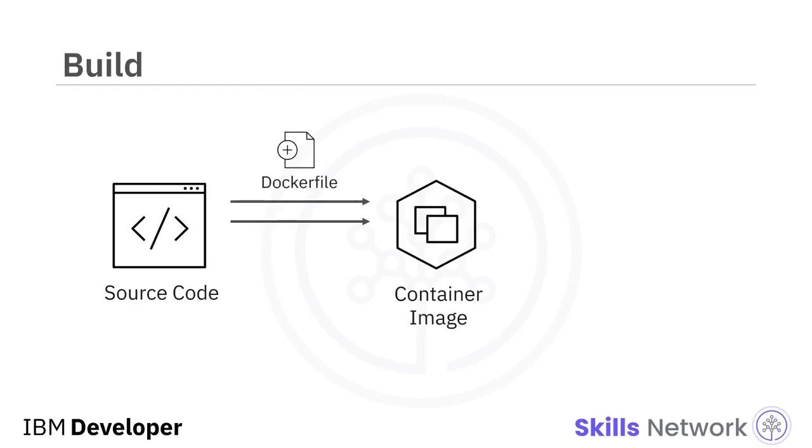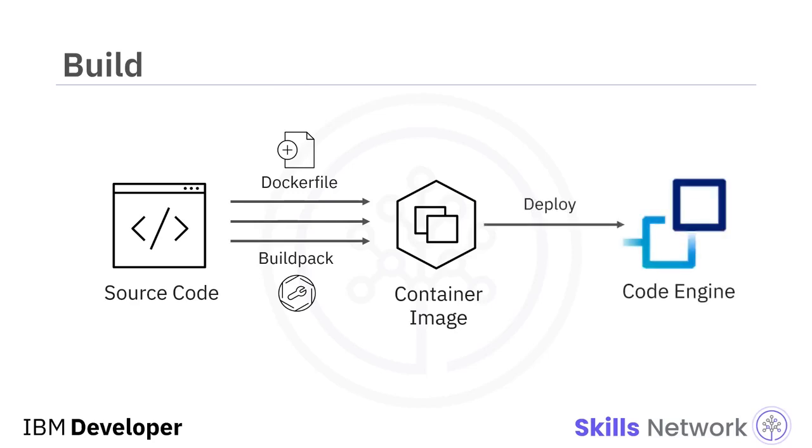Code Engine supports building from a Dockerfile, which is a text file that includes all the commands to build a Docker container image. Alternatively, it can use a cloud-native buildpack. And a buildpack is another popular way to build the container image. It contains executables to perform tasks such as inspecting source code, creating a build plan, or executing the build plan to produce an image. After your container image is built from the source code, you can deploy your built container image to Code Engine and create an application accordingly.